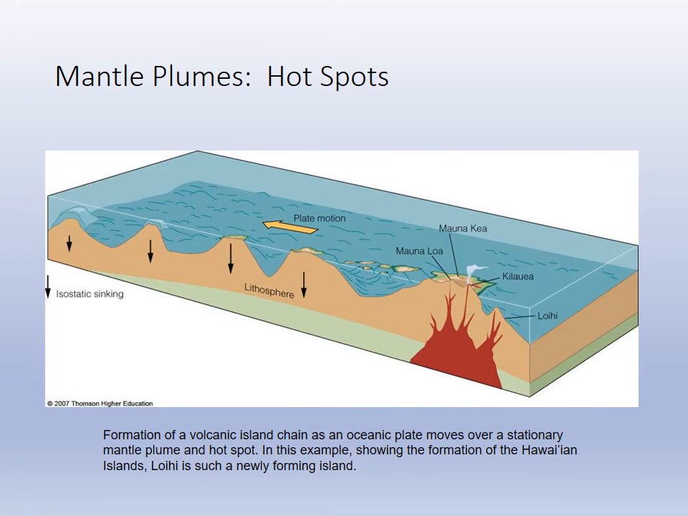Hotspots are areas in the middle of a plate where mantle upwelling causes volcanism. In this case, Hawaii is formed with a hotspot. We do know Yellowstone is formed with a hotspot. In the middle of the ocean, you have a nice chain of islands. In the middle of a continent, you have explosive type volcanoes, those super volcanoes.